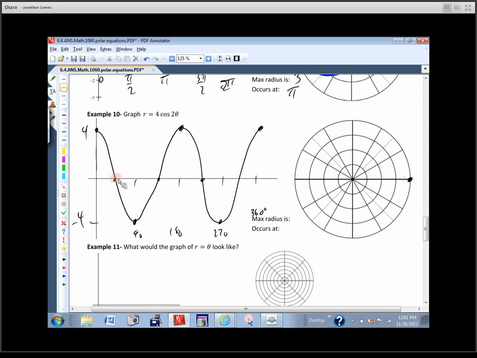Okay, what's this point right here? If that's 90, this has got to be 45. So the radius at 45 is 0. Again, it didn't go straight here. It gradually got smaller and went like this.